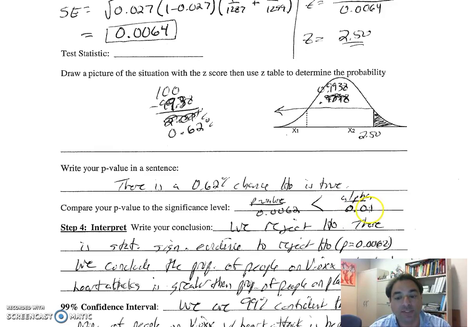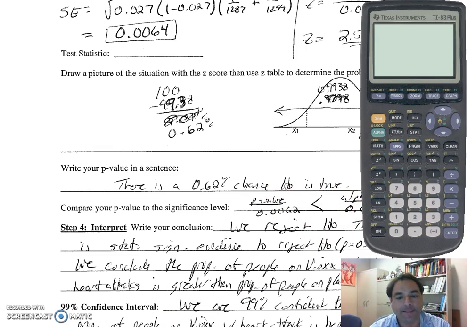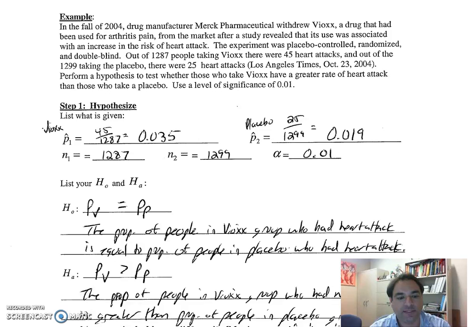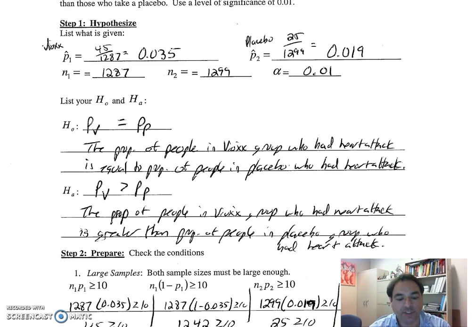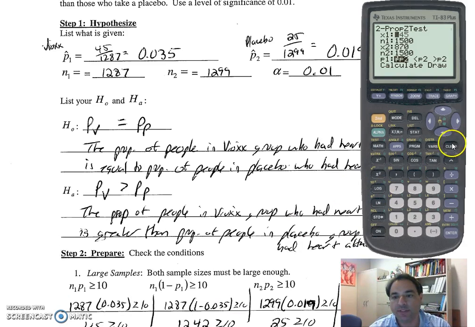p-value is 0.0062 compared to 0.01. Before we move on, we'll check it on the calculator. In the calculator, we go to stat test number 6, two proportion z-test. Remember, the calculator wants the two fractions. It does not want the percents. So we're going to put those two fractions in here. So it's 45 out of 1287. First group, first fraction.